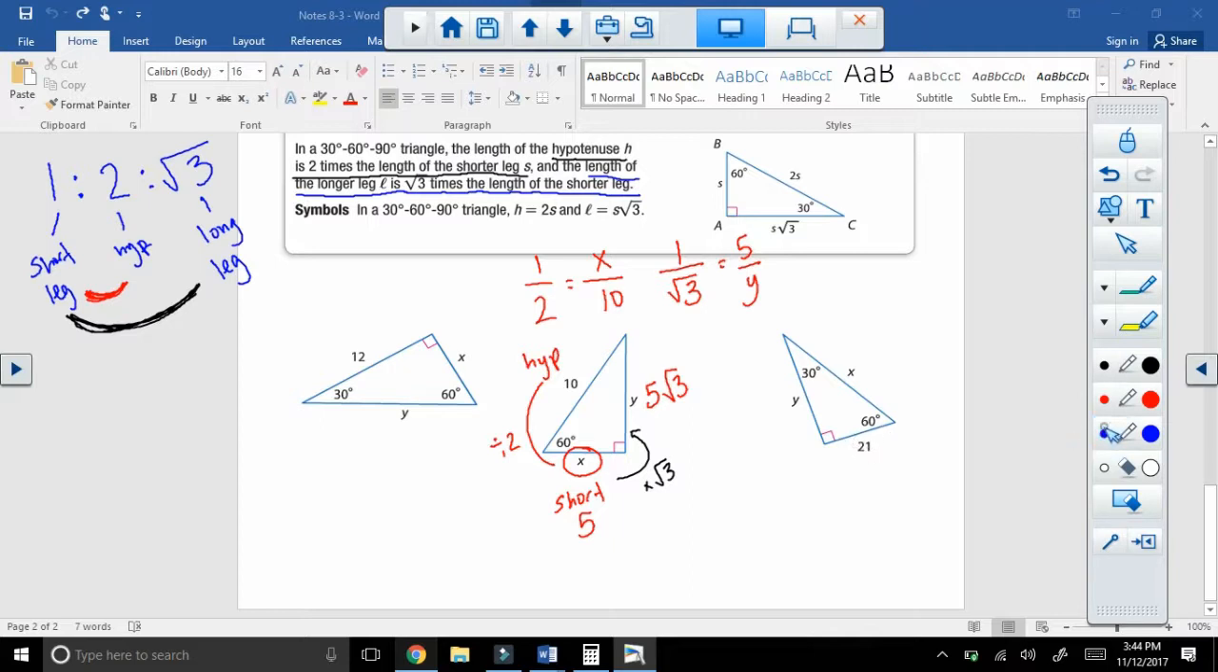For this one here, they give you the short leg, so I would just use that. Make sure you pay attention to which one's the hypotenuse and which one's the long leg, so you know what you're multiplying for those. So in this case, doubling this to get to the hypotenuse, that's going to be 42. And then multiplying by the square root of 3, it's not as tricky as it looks because we're leaving it in radical form. So you can just write 21 radical 3, and then you're done with this problem.